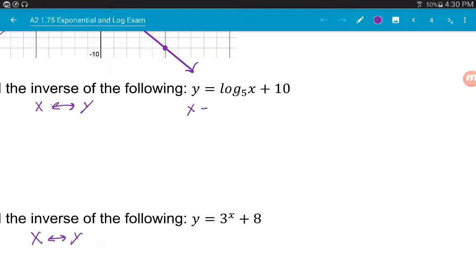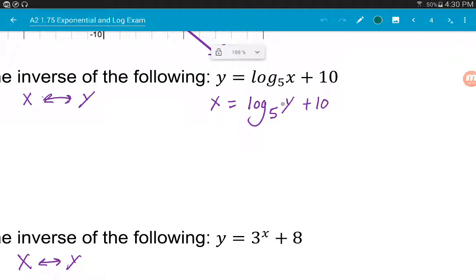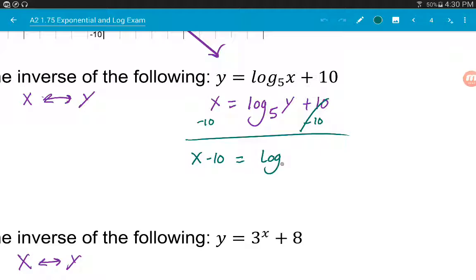I have x is equal to log base 5 of y plus 10. And now I just need to get y by itself. So to get y by itself, I'm going to get rid of this 10 first. Minus 10, minus 10. I get x minus 10 is equal to log base 5 of y. Now I wish this wasn't in logarithmic form anymore. I wish that y was just by itself. So I'm going to try to use the swoop.